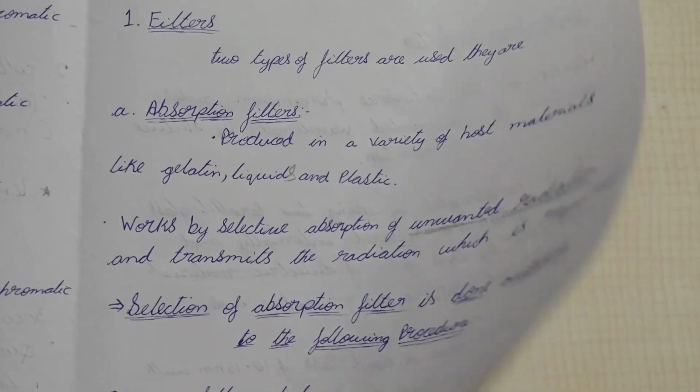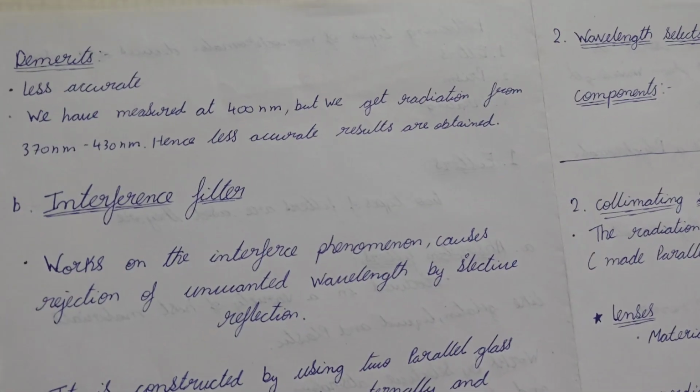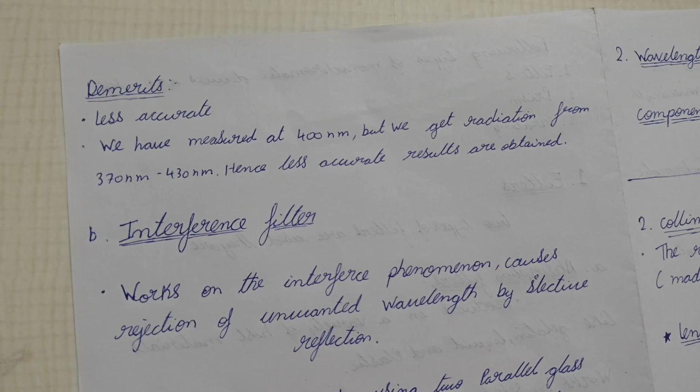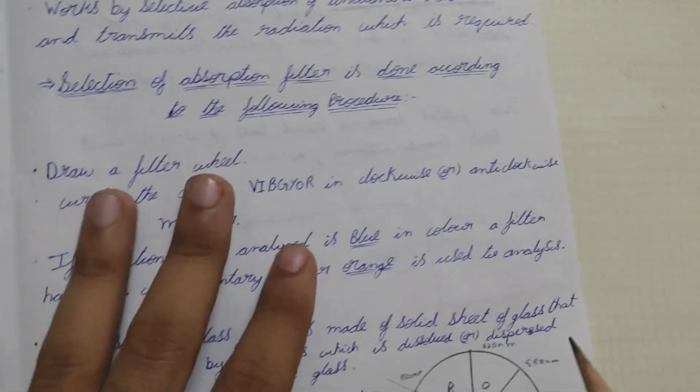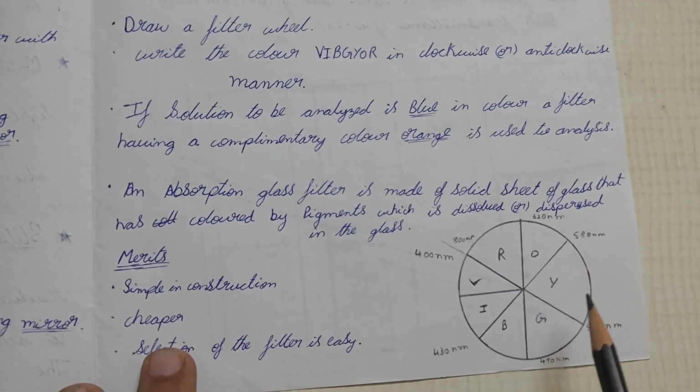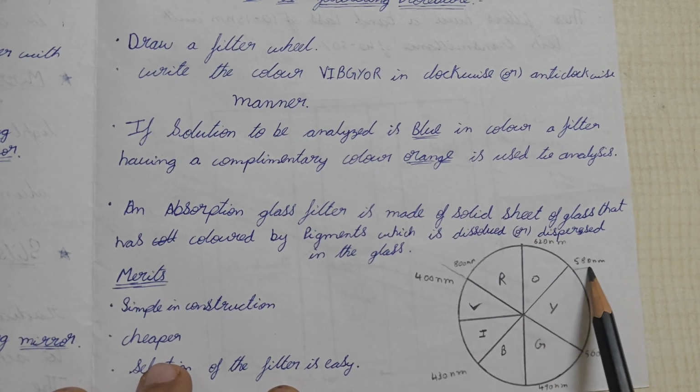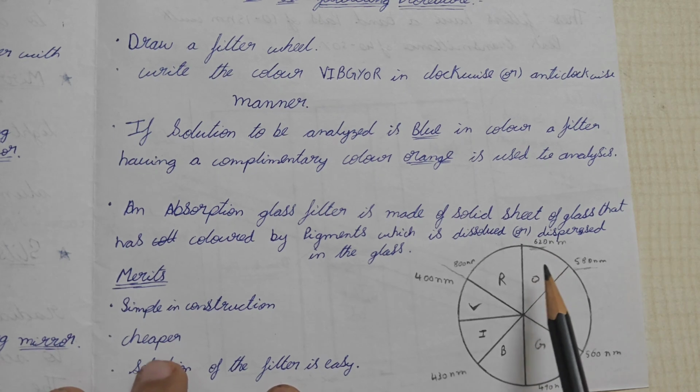Next, we will go through the second type of filter. But sorry, we have demerits. What are the demerits? It is very less accurate. As I already said, it gives the wavelength based on the range. Here 580 to 620. So it has less accuracy.